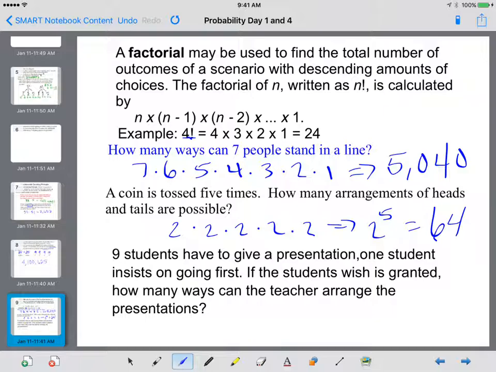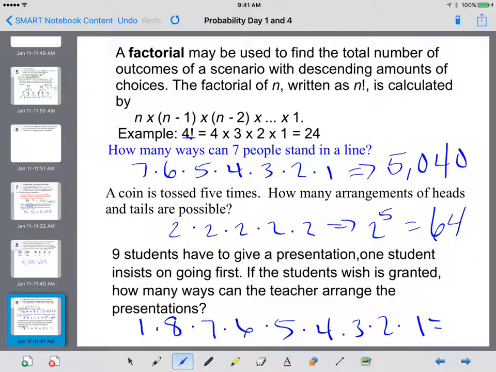Last one, this is going to give us kind of a big number. 9 students have to give a presentation. 1 student insists on going first. If the student's wish is granted, how many ways can the teacher arrange the presentations? Well, there are 9 students that can go first. But we have 1 that wants to go first. So if we already choose that person and let him go first, that 1 person is going first. Then we've got 8 people that don't care and they could go second. And then we have 7, 6, 5, 4, 3, 2, and 1.